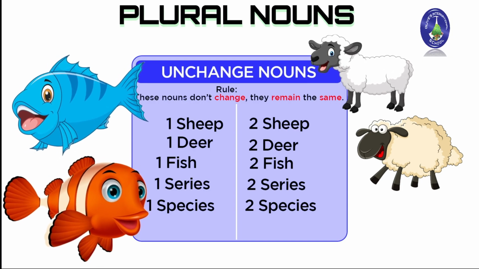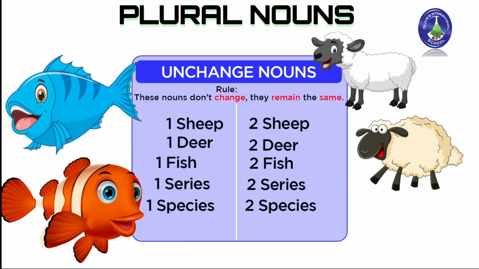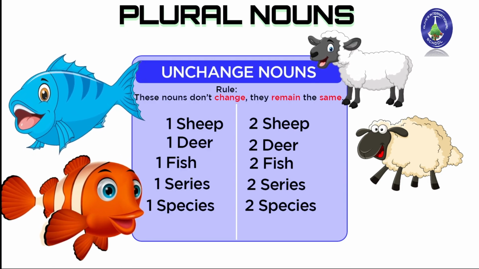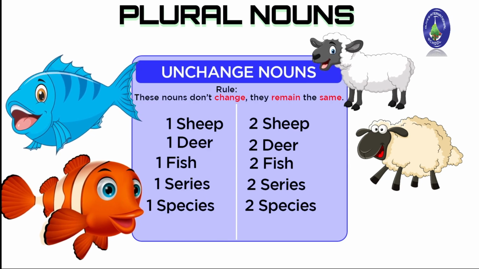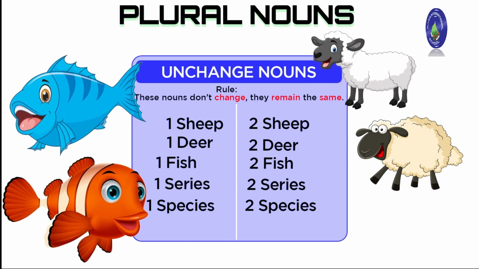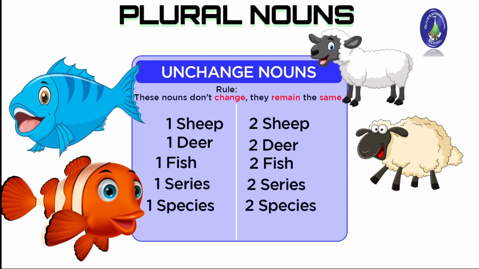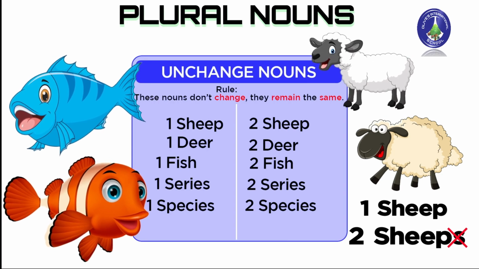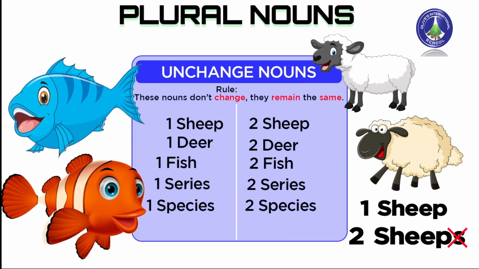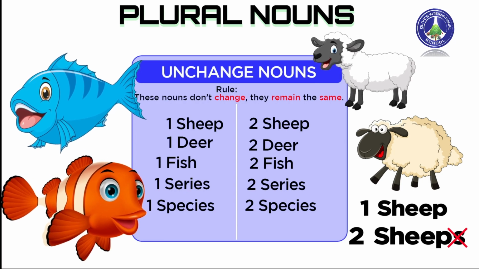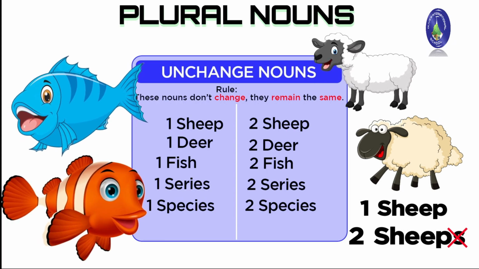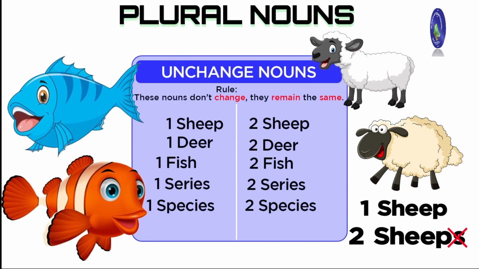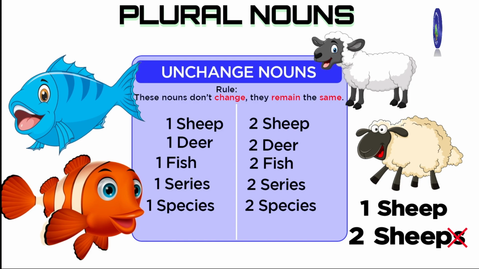Some other irregular plural nouns are the words that do not change in plural form. For example, with the word sheep, we say one sheep and two sheep. There is no change between the singular and plural form. We do not say sheeps. No, there is no s at the end. One sheep, two sheep. One deer, two deer. One fish, two fish. Yes, this is correct.